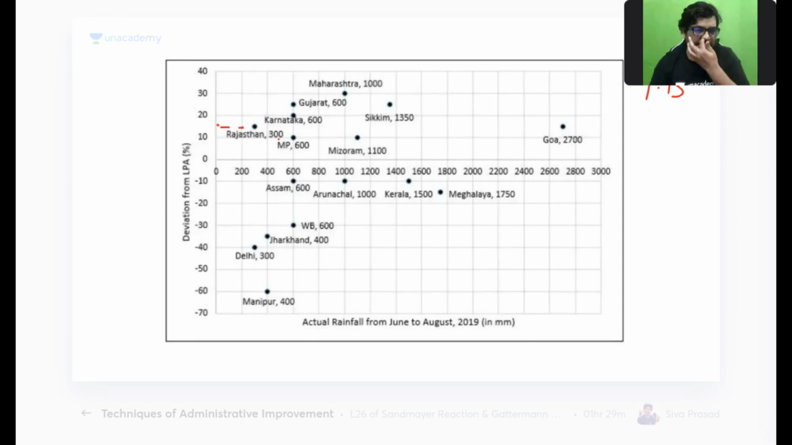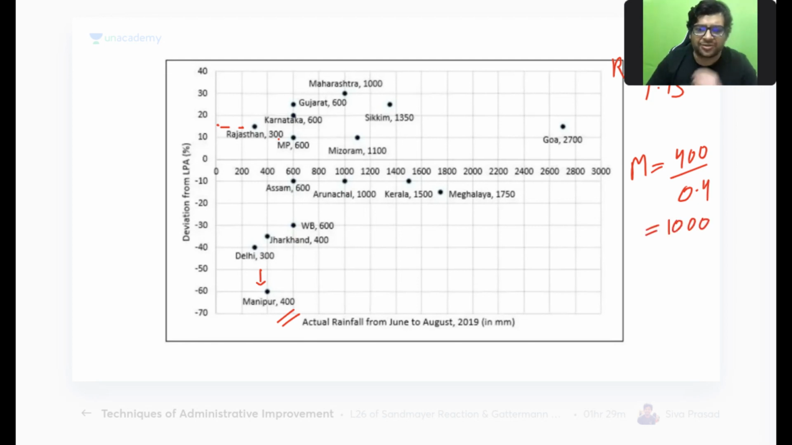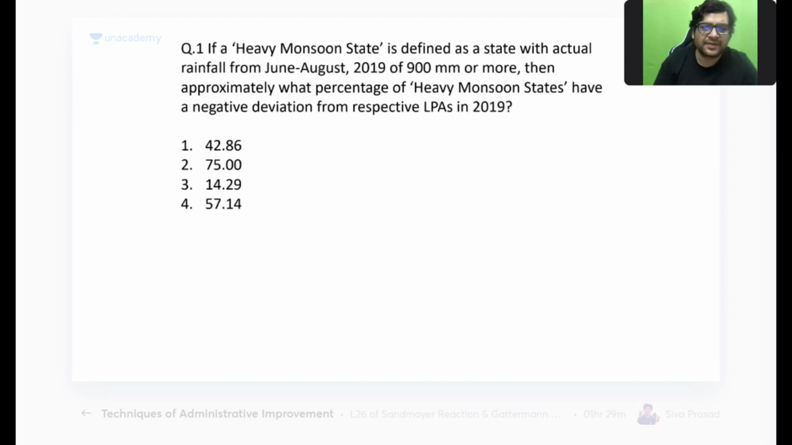Are you guys okay with this? For example, Manipur is currently at 400, but it has fallen by 60%. That means it is 40% of the long-term average. So 400 by 0.4, or the long-term average for Manipur is actually 1000. That is essentially how the entire information and how the entire data is structured.